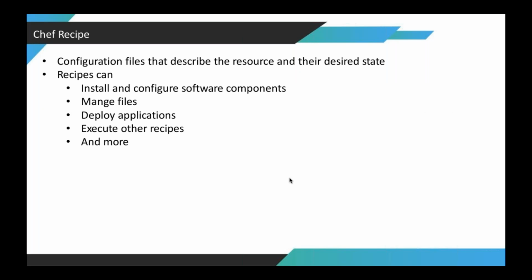The chef recipes are mostly used to install and configure software components, manage files, deploy applications, and execute other recipes. In all of these cases, you associate the recipes inside the run list, and then when the chef client runs on that node, it will automatically know which recipes need to be run on that server, and then it runs those recipes.